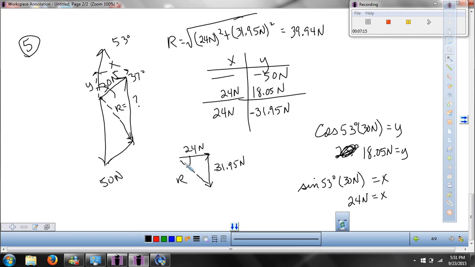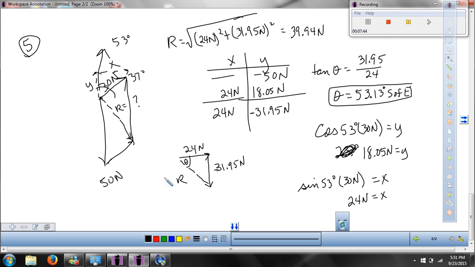Now I need this theta. Remember, it's where the two tails come together. So tan theta is equal to the side opposite, 31.95, over the adjacent, 24. Theta was going to wind up being 53.13 degrees, and that's going to be south of east.